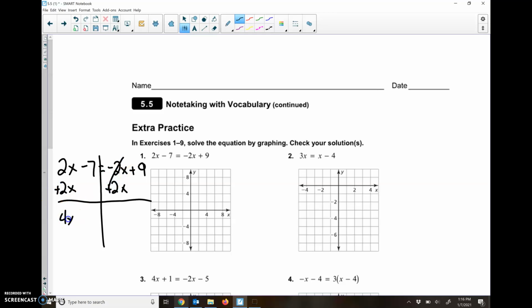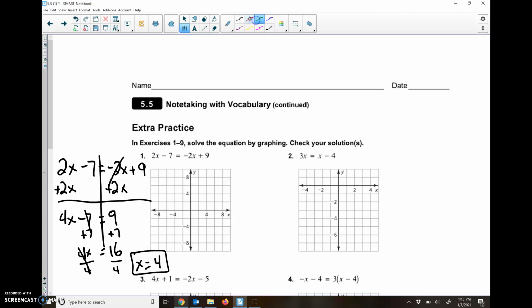So now I'm left with 4x minus 7 equals 9, and then I have a minus 7, so I'm going to add 7 to each side. So I'm left with 4x equals 16. Divide each side by 4, and you figure out that x equals 4. So not that different from what we did before when we're solving two-step equations like that, or variable on each side, something we've already done.